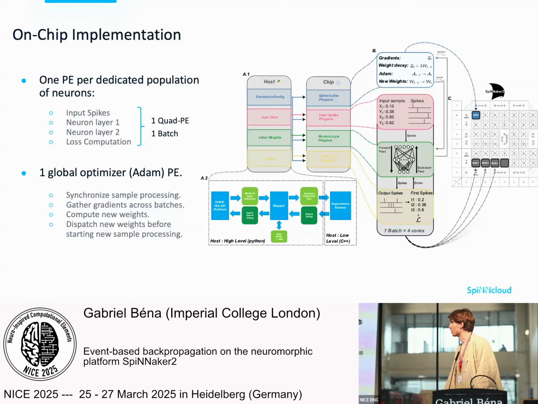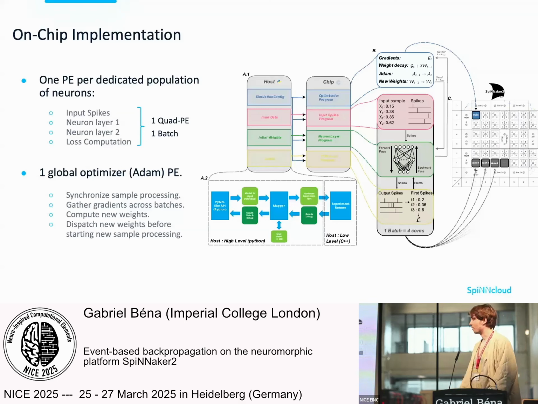In addition to this, you need a global optimizer and what we call a kind of command central. This is one processing element for the entire chip, and it implements Adam and has different roles. It synchronizes sample processing, gathers gradients once the processing is done across all the other processing elements, computes new weights, implements the Adam algorithm with optional weight decay, and then dispatches these new weights via the network on chip before starting the new sample process, right?